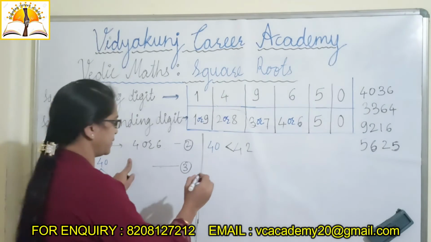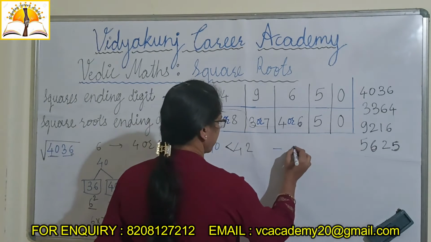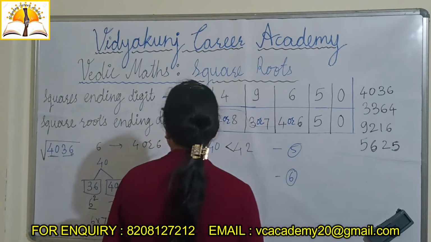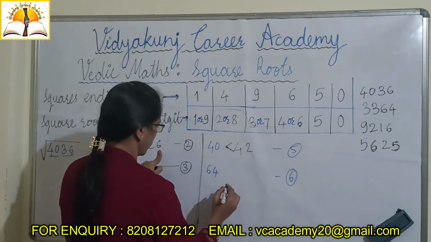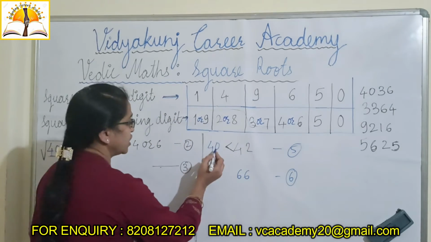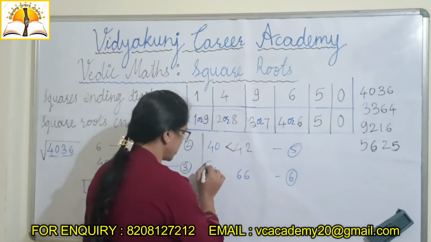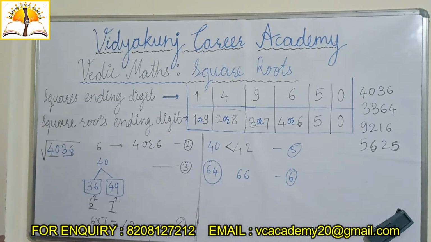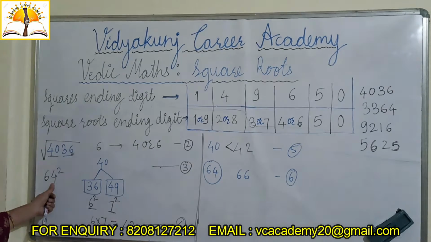If I take 6, this is the fifth step, and now the sixth step. Here I have to write 64 or 66. Now I have to take the smaller number. In the given square root, this is the smaller number, so I have to select this one. So the square root of this number is 64. Understood?